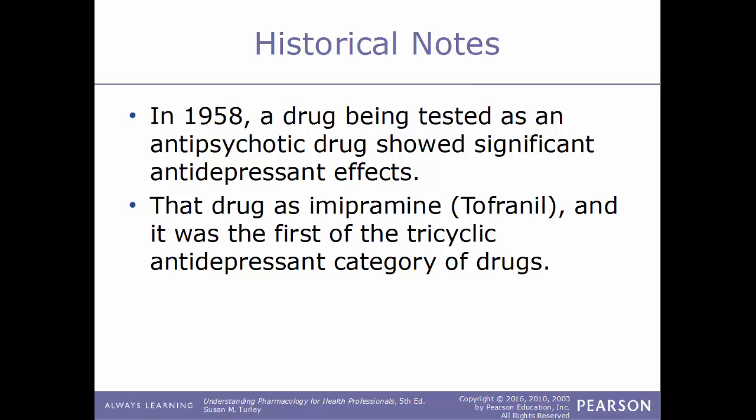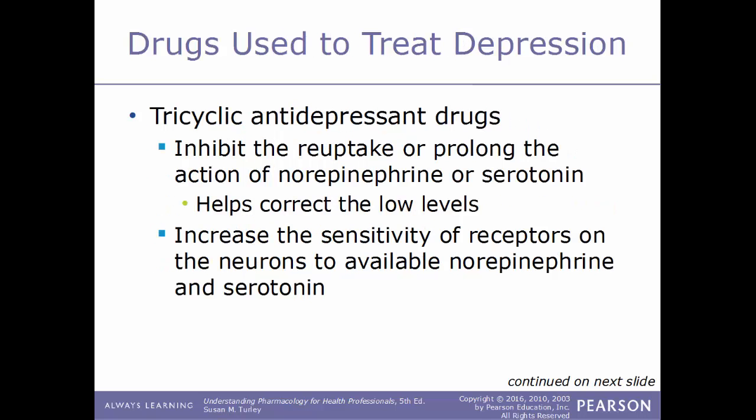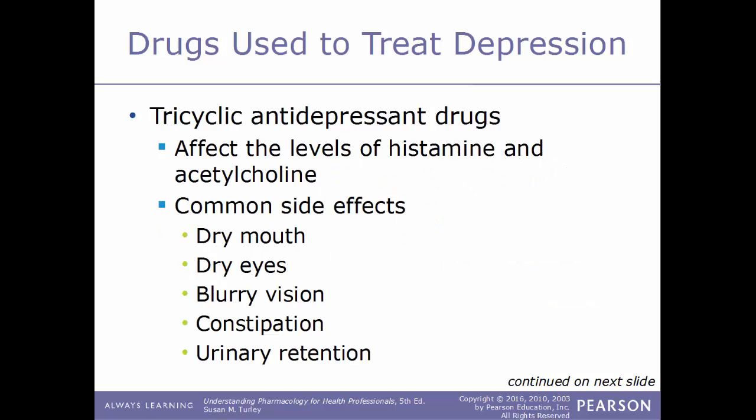That drug was imipramine, also known by the trade name Tofranil, and it was the first of the tricyclic antidepressant category drugs. And regarding tricyclic antidepressant drugs, these inhibit the reuptake or prolong the action of norepinephrine and serotonin. This will help to correct the lower levels of these neurotransmitters. They also act by increasing the sensitivity of receptors on neurons to the available norepinephrine and serotonin. And this can also affect the levels of a person's acetylcholine and histamine.